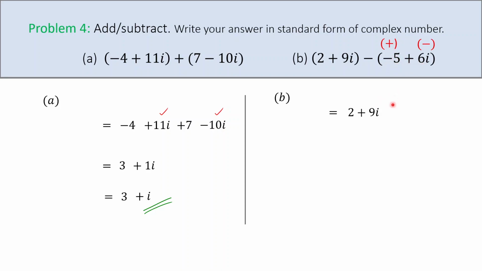So plus 5 minus 6i. Equal to, you got 2 plus 5. You can combine these two numbers. 2 plus 5 is 7. Here you have i, 9i, negative 6i. So you can combine these two. Plus 9i minus 6i is plus 3i. This is in standard form. You have the real part and the imaginary part. So this is the answer.